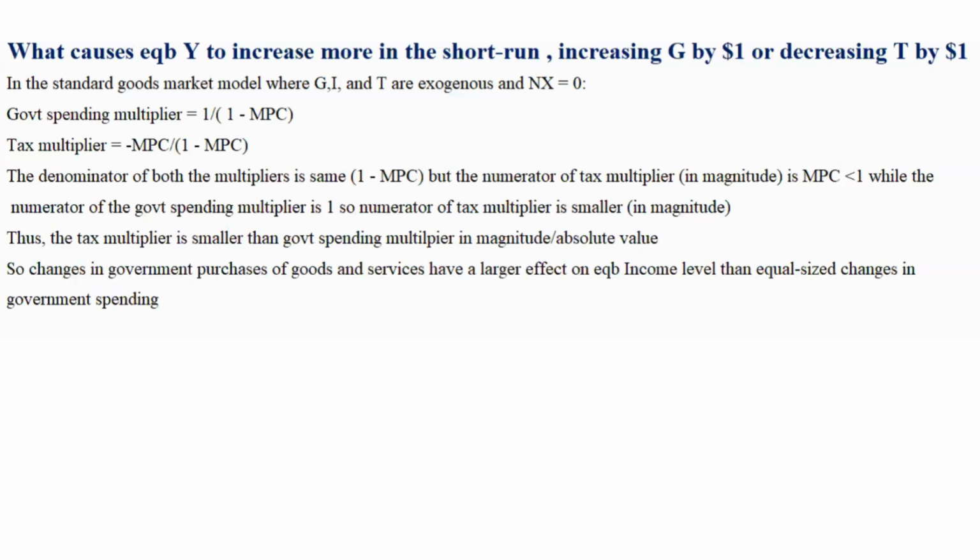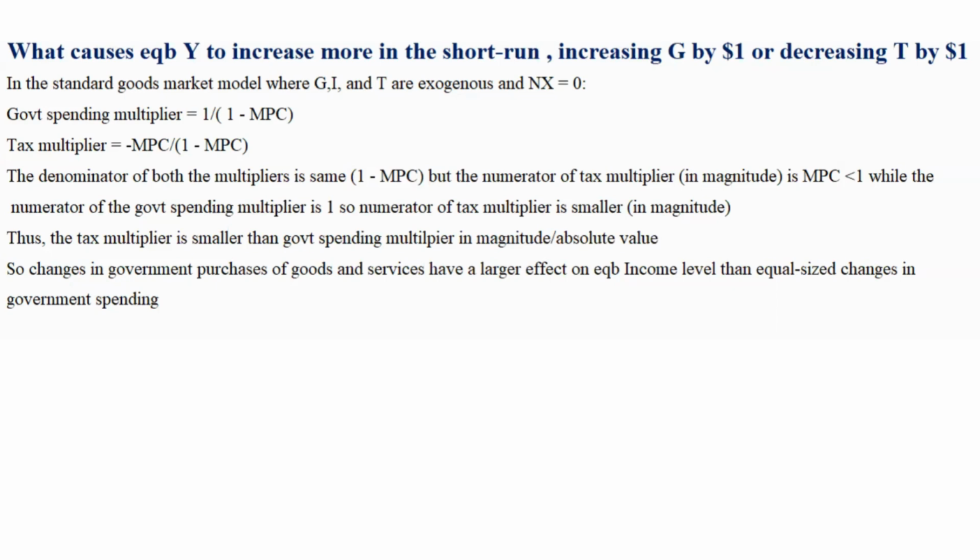We want to now look at what will cause equilibrium output to increase more in the short run in a goods market model, increasing G by $1 or decreasing T by $1. So for this, we're going to compare our government spending multiplier and our tax multiplier in a standard goods market model.